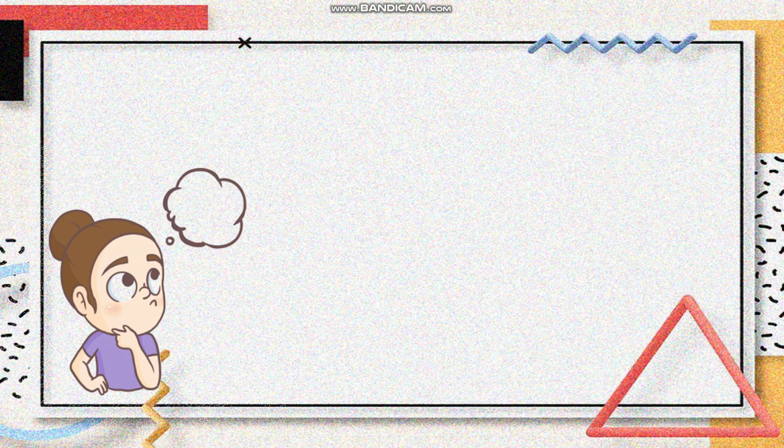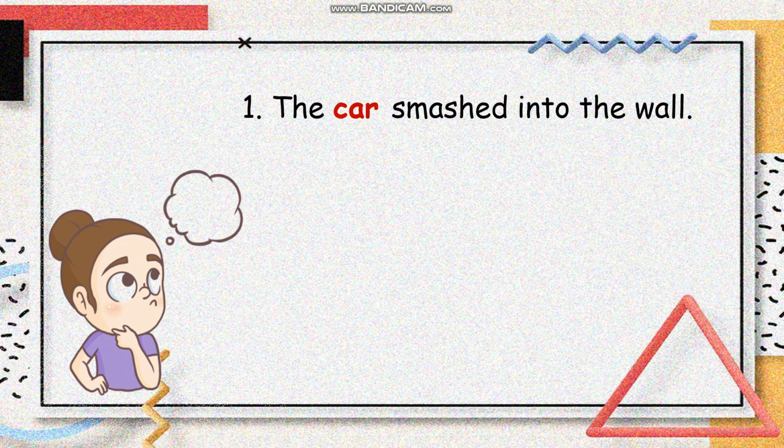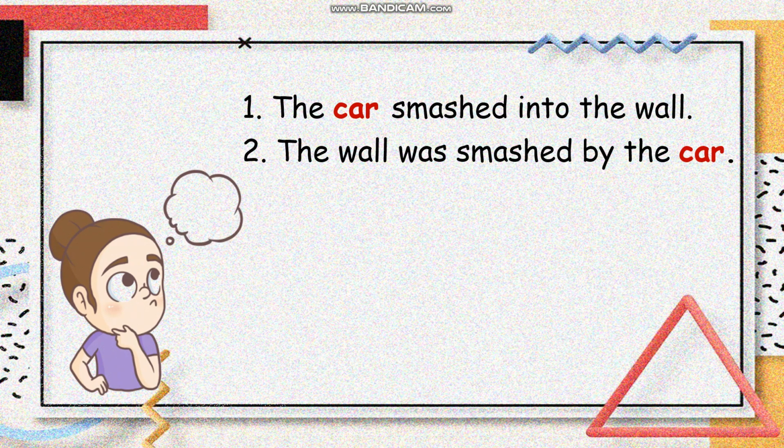Now, let's try to analyze this part. I have here two sentences. The car smashed into the wall. The wall was smashed by the car. Now, if we try to analyze, we have nouns here that pertain to a certain statement or certain sentences. The first one will be the car in the beginning and the car at the end.